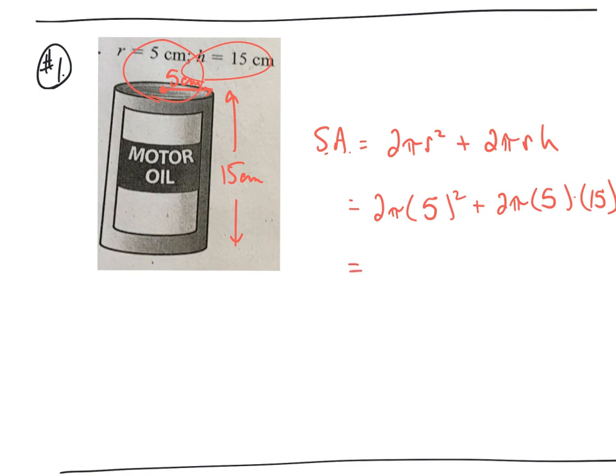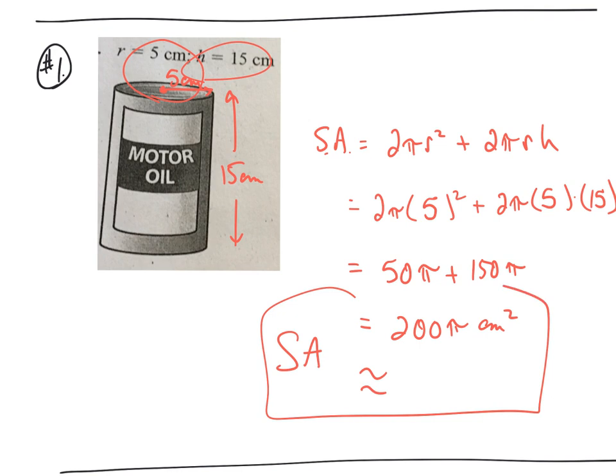And I'll give you guys this as both an exact answer and an approximate answer. 5 squared is 25, and 2 times 25 is 50. 15 times 5 is 75, and 75 times 2 is 150. So the surface area for this can would be 200 pi square centimeters. That would be the exact answer. Or if you'd rather have the approximate answer, 200 times pi is approximately 628.3 square centimeters. Okay?